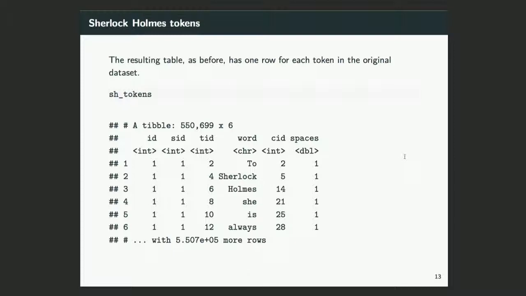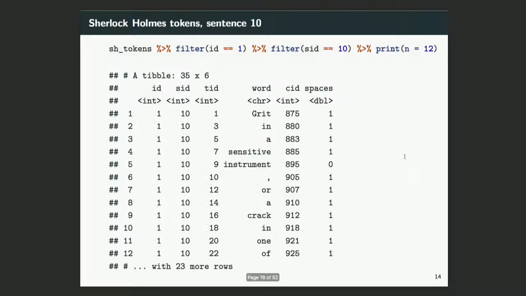And it essentially looks the same as the data frame we had before. One row per token, an ID, an SID, a TID, map back into the original text, and the number of spaces following it. But you can see here now this data set's much bigger, so it has 550,000 rows to it. So there are 550,000 tokens, so words and punctuation marks in the short stories.